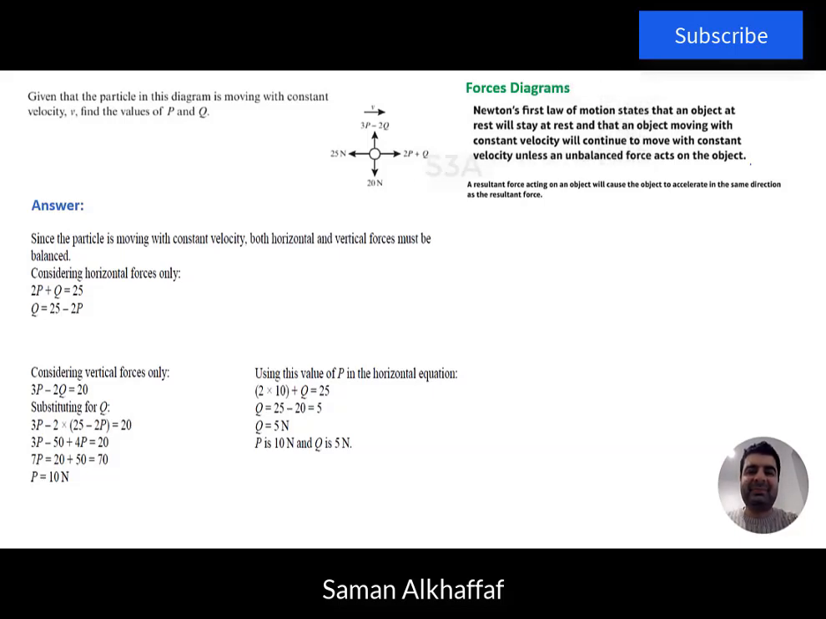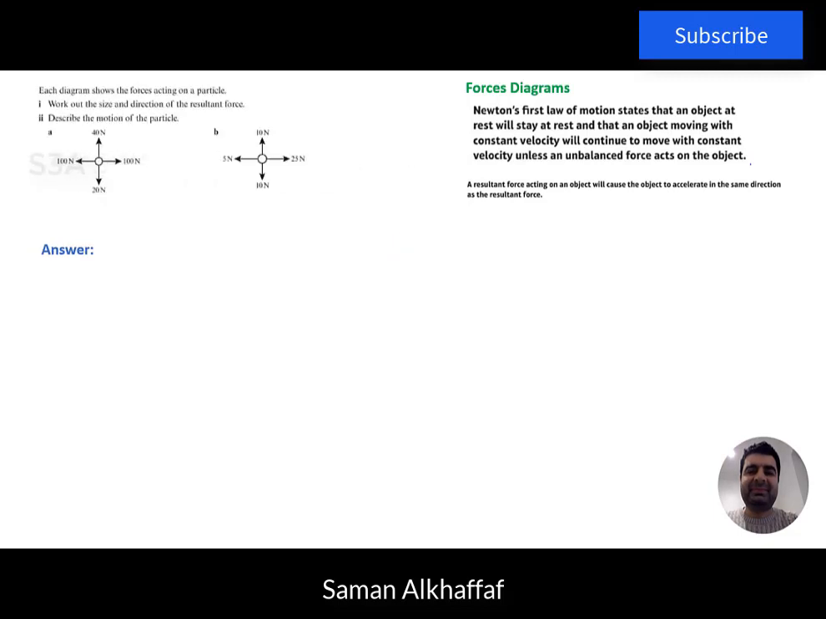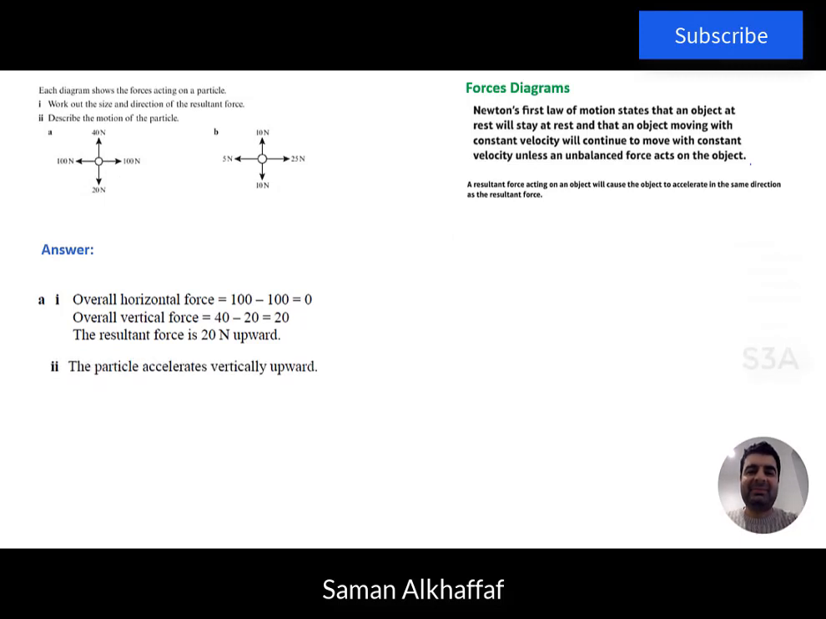Example: each diagram shows the forces acting on a particle. So for part A, we need to work out the size and direction of the resultant force. So first we look at A. In this scenario, we look at the vertical forces, which will be 100 take away 100, that will be 0, and the horizontal forces will be 40 taken away from 20, so that will give us 20. So the resultant force in this scenario will be 20 newtons upward. Now in terms of describing the motion of the particle, we explain that it is accelerating vertically.